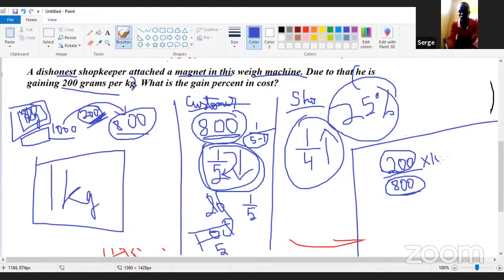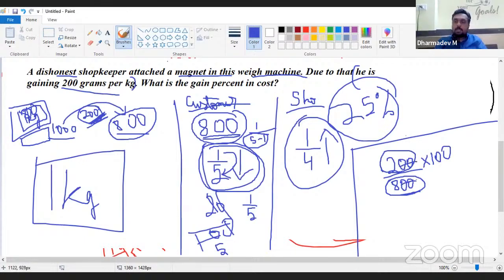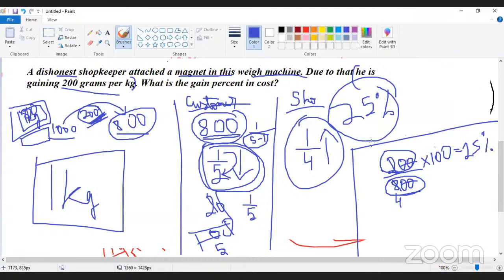So what is it in percentage? It is 1/4. So 1/4 means 25 percentage, which you have learned in the first class with these shortcuts. So he is gaining with 25 percentage. Okay. Yes, understood, sir. Good.